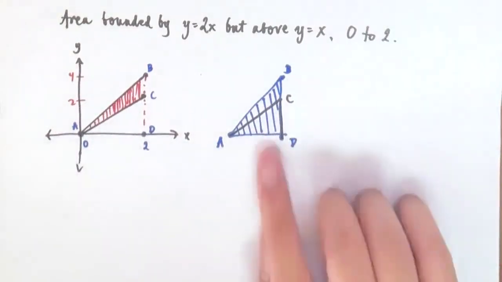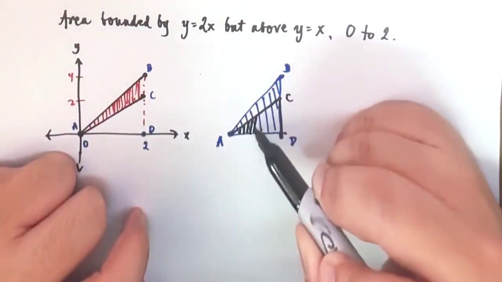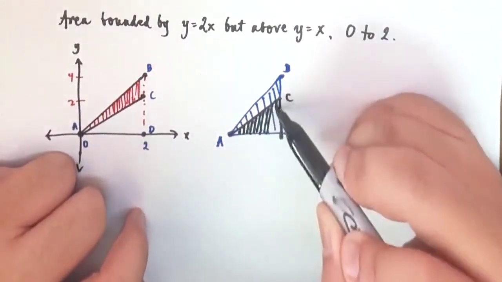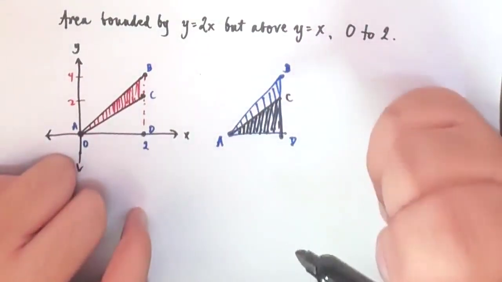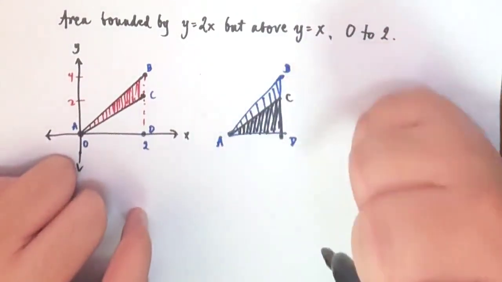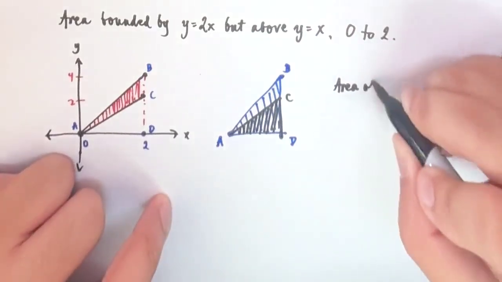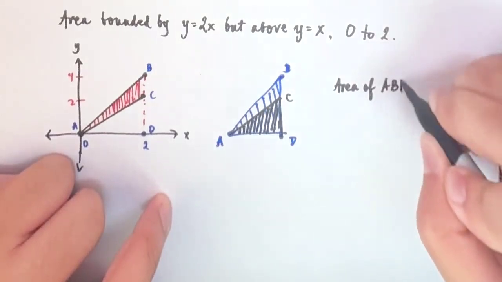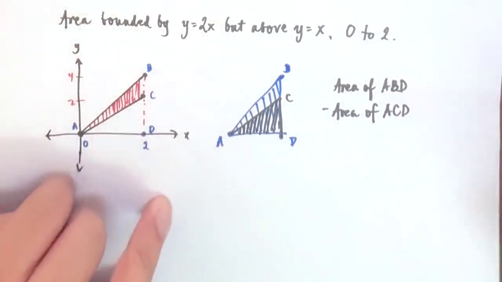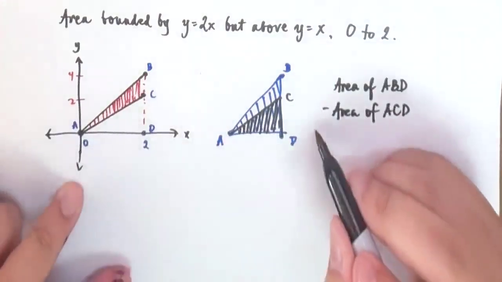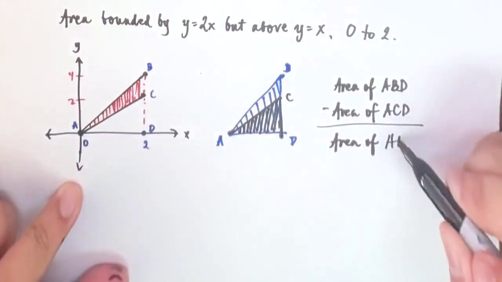Then from the blue triangle here, we subtract the area of the smaller triangle. So from ABD, we subtract the area of triangle ACD, right? So area of ABD minus area of ACD. This should give you the area of triangle ABC, right?